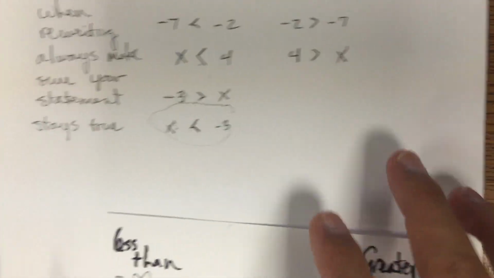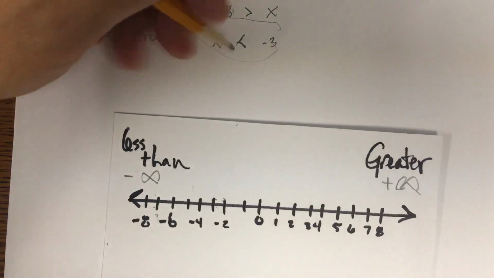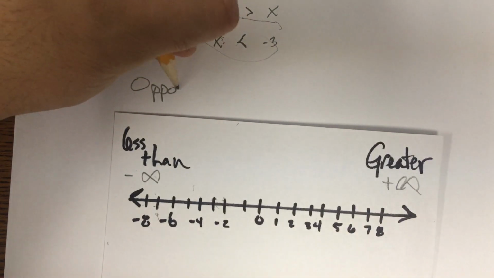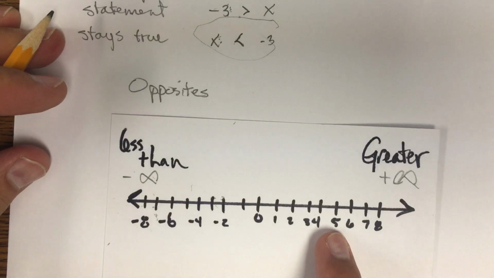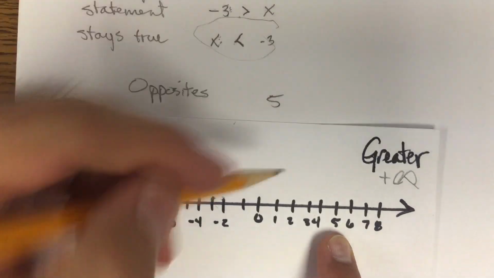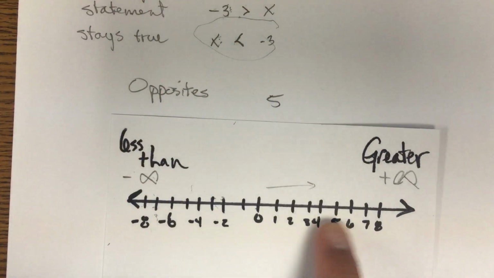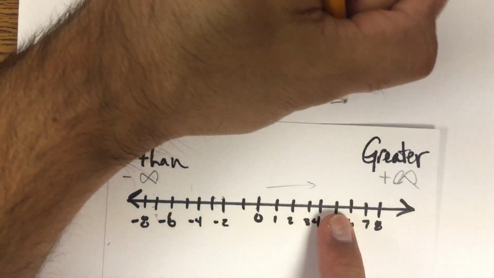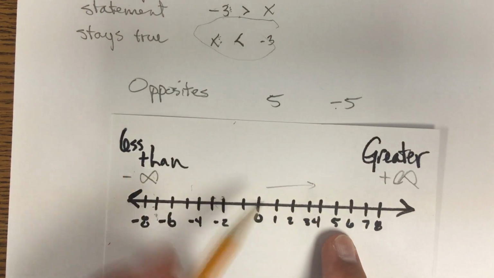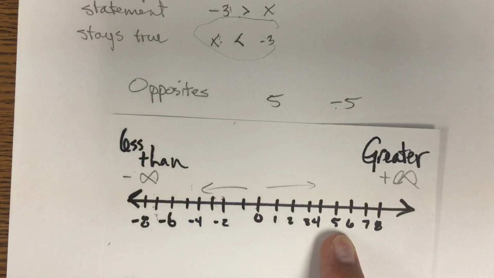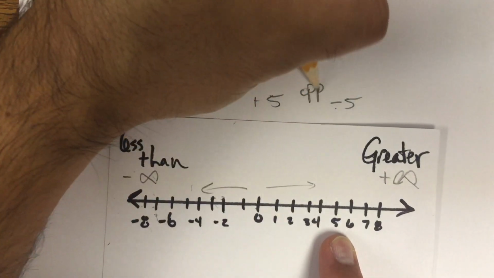Back in, hopefully, elementary school, you learned about positive numbers and negative numbers. So we're going to just talk about opposites for a second. If we had 5, from 0 to 5, we're going in this direction. But if I add a negative sign to this 5, what happens? I got to go in the opposite direction. A positive and a negative are opposites.